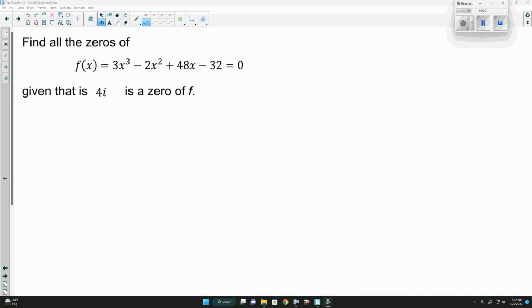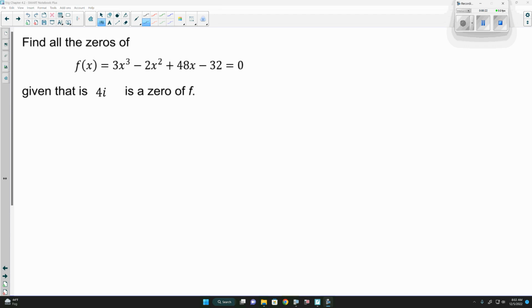A problem like this here. So this here is one of the problems we'll start off with. So again, we're trying to find the solutions for this here. So it wants us to find all the zeros of this polynomial function given that 4i is a zero of the function f.